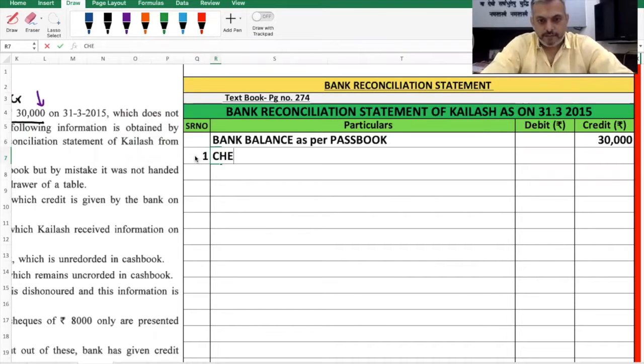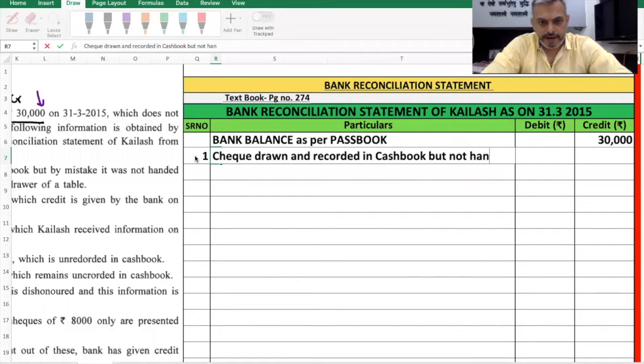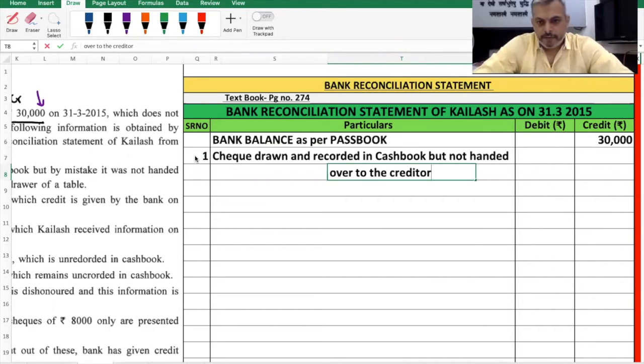So the first one: check drawn and recorded in cash book but not handed over to the creditor. So on the debit side, 10,000.